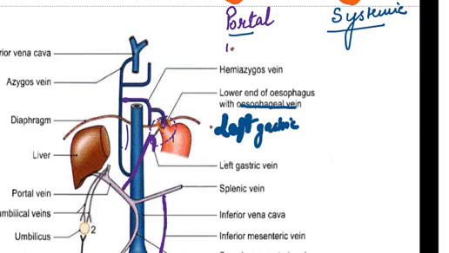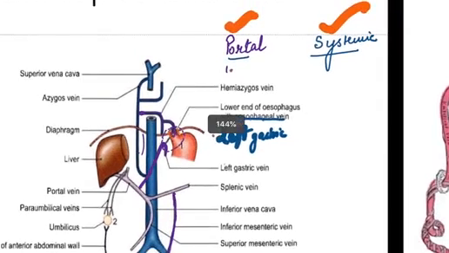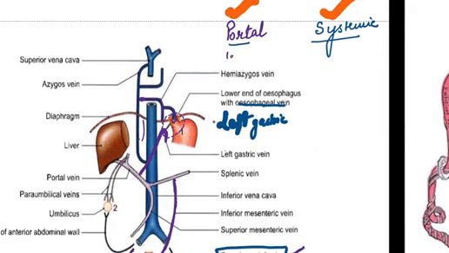Okay. Then we have umbilicus. Now umbilicus, you can see it over here. Umbilicus is here. Okay. So the portal part of this, the portal vein that are contributing to the formation of the portocaval anastomosis at the site of umbilical are the paraumbilical veins. You can see it over here in this diagram. These are the paraumbilical veins.